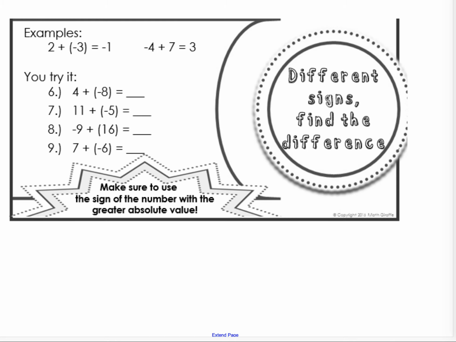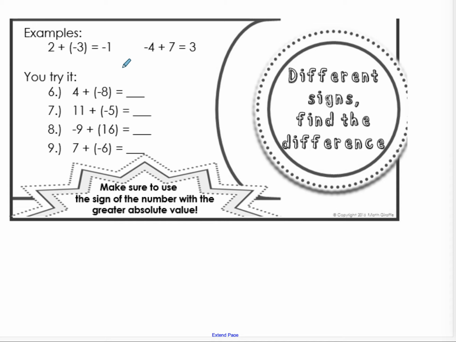All right, so let's take a look at some problems that have different signs. So we have two examples up here. 2 plus -3 equals -1. -4 plus +7 equals 3. For both of these, we're subtracting. 3 minus 2, and we're going to start with the number that you have more of, has bigger absolute value. 3 minus 2 is 1. More negatives, answer's negative. 7 minus 4 is 3. More positives, answer positive. It doesn't really matter if a negative comes first or a negative comes second. You're using the sign for what you have more of. Okay, go ahead and pause the video and try these next 4 problems.